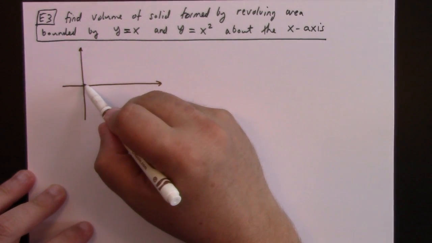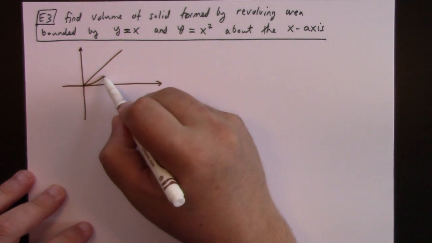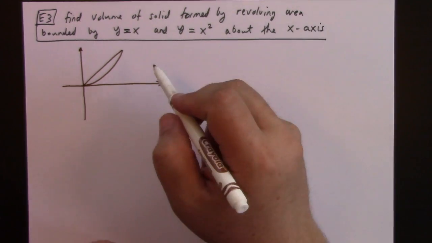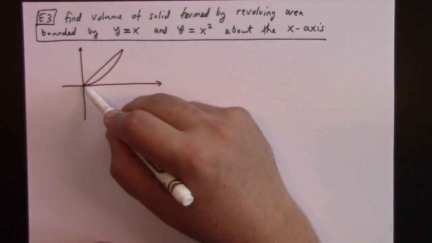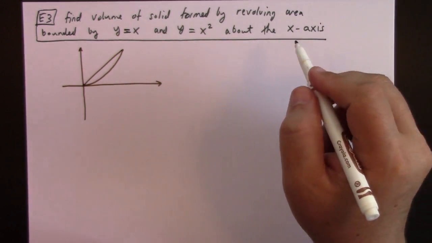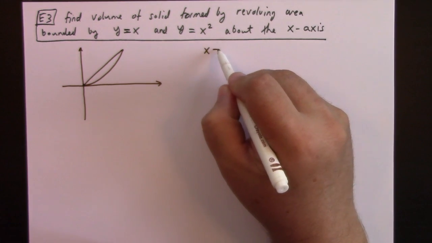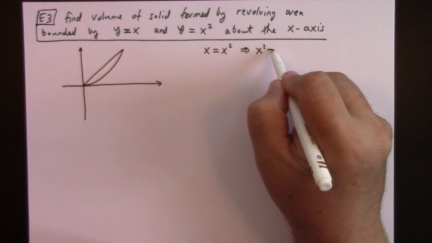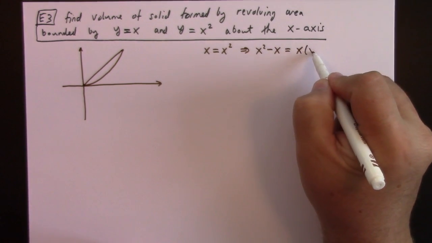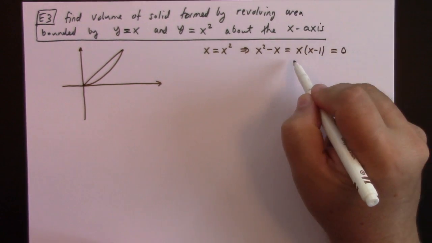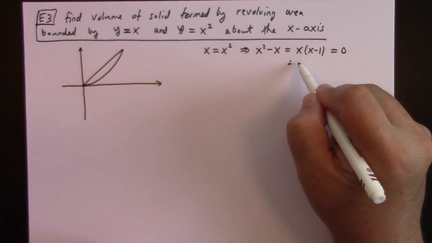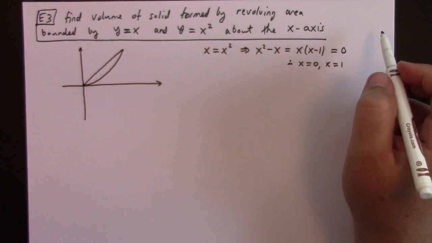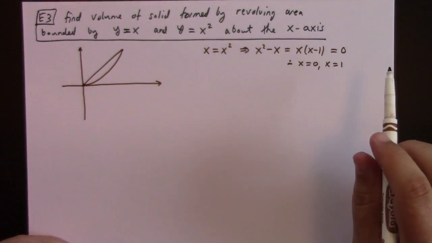y equals x is like this, y equals x squared is like this, basically. Something like that. I happen to know the points of intersection are the origin and 1, 1, right? If you set x equal to x squared, what happens? You get x squared minus x, which is x times x minus 1, equals 0. So therefore your points of intersection are x equals 0 and x equals 1. All right. So that's the area we're thinking about.